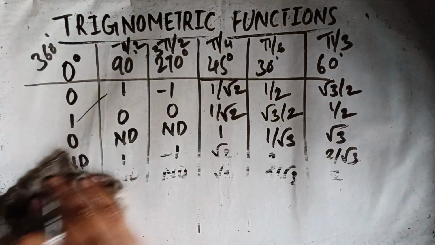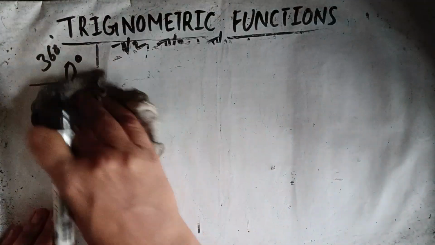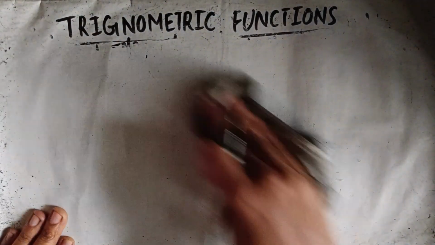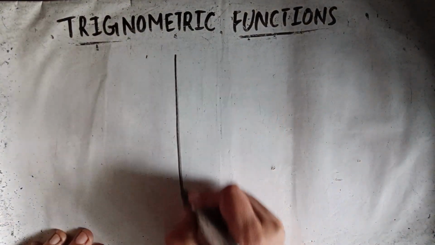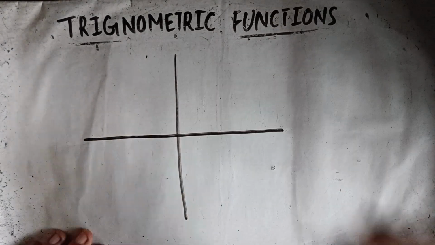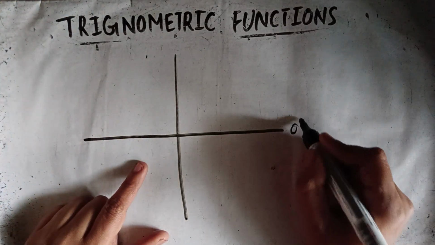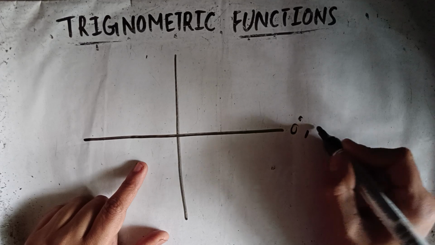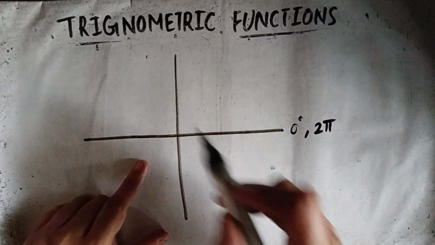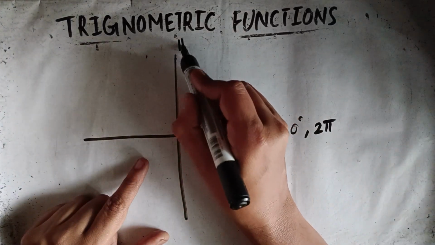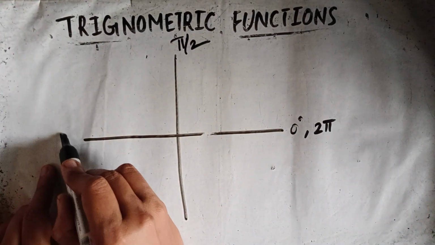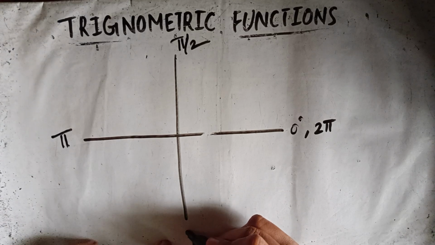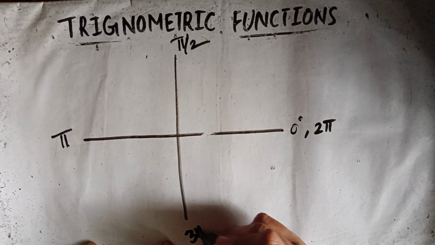Next, I'll draw the quadrants. This is your 0 degree or your 360 degree, which is 2 pi. This is your 90 degree, which is pi by 2. This is 180 degree, which is pi, and this is 270 degree, which is 3 pi by 2.